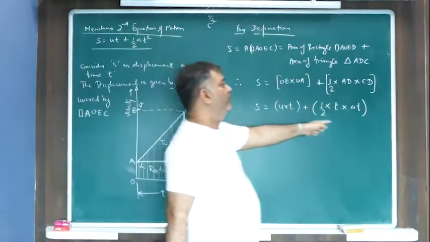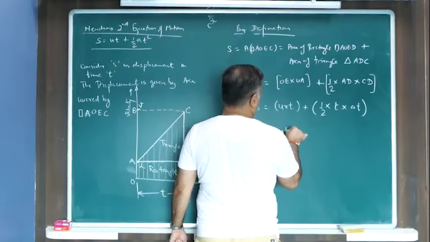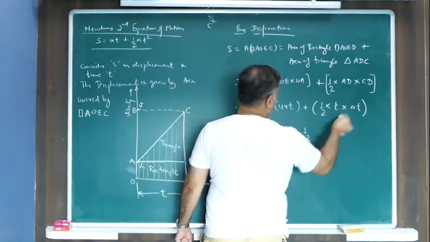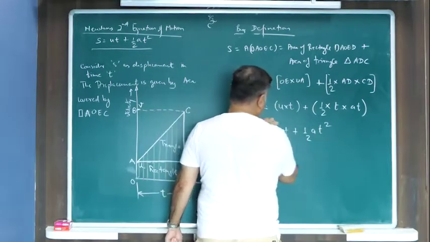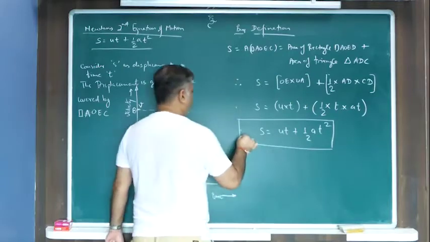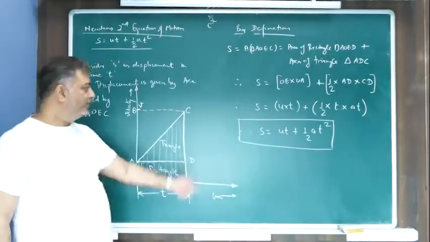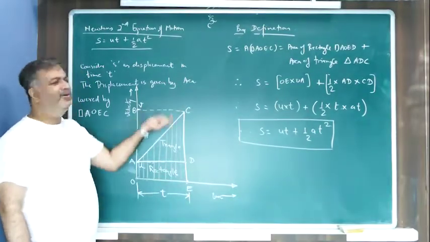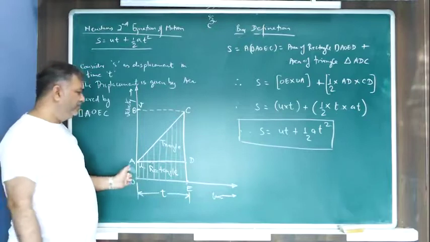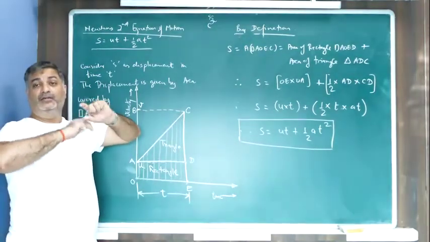So you have got 80. Now what do you get? Therefore S is equal to UT plus half AT into T, T square. Hence proved. See how simple it is. That's it. Done. So you got the second kinematic equation proved. So what was the logic? Simply area of a trapezium. You simply find the area of a trapezium by splitting it up into rectangle and triangle.